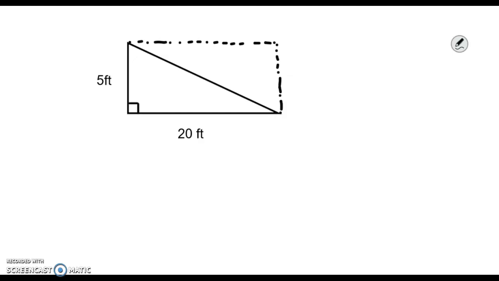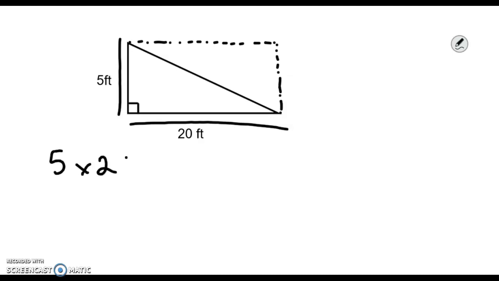We just take our height and we times it by our width, right? So that would be 5 times 20, which equals 100 feet squared, right? Because they're square feet. But that doesn't give us the area of the triangle.